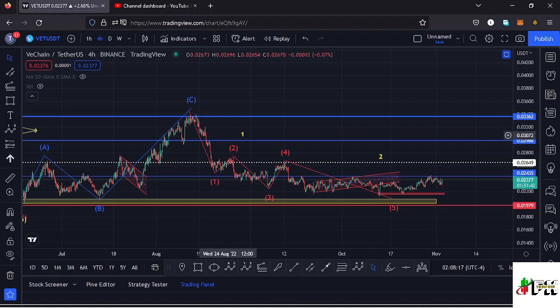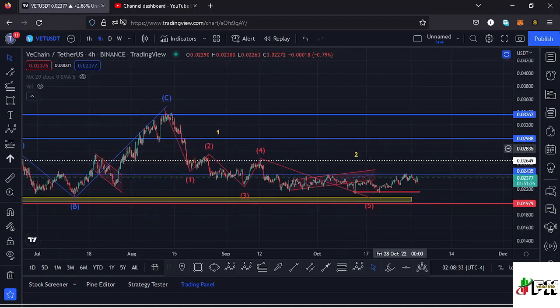Having seen the formation of this 5-wave structure to the lower side, we can now name that as a higher Elliott wave count 1, and whatever we expect next after the formation of a higher Elliott wave count 1 is the formation of a higher Elliott wave count 2, and that means I'm expecting a bit of a bounce here on the Vechain chart.